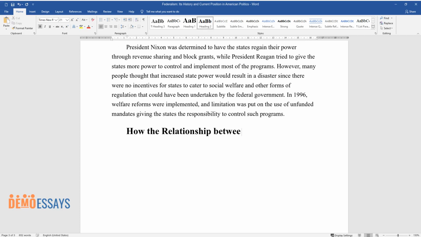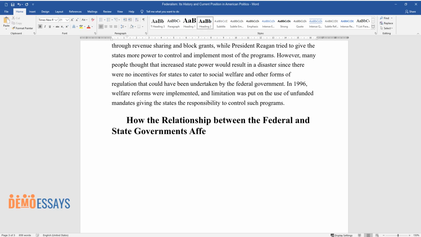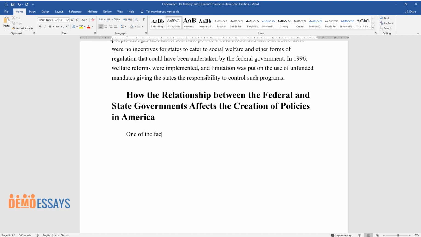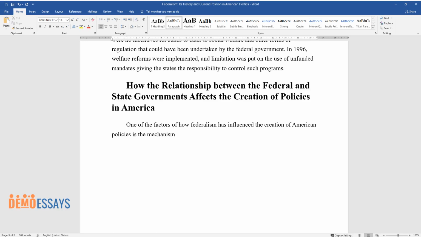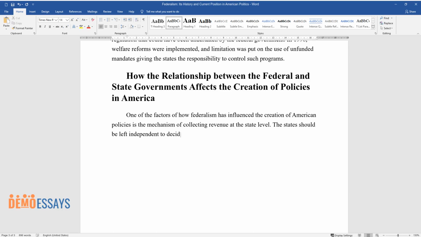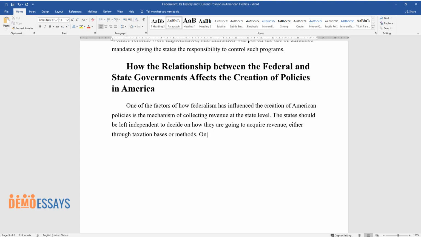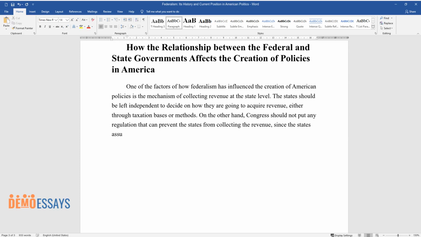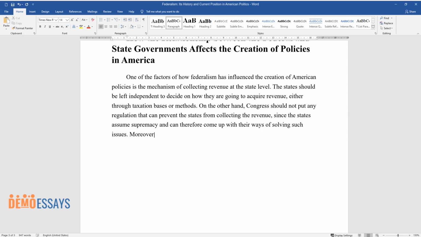How the relationship between the federal and state governments affects the creation of policies in America. One of the factors of how federalism has influenced the creation of American policies is the mechanism of collecting revenue at the state level. The states should be left independent to decide on how they are going to acquire revenue, either through taxation bases or methods. On the other hand, Congress should not put any regulation that can prevent the states from collecting the revenue, since the states assume supremacy and can therefore come up with their ways of solving such issues.